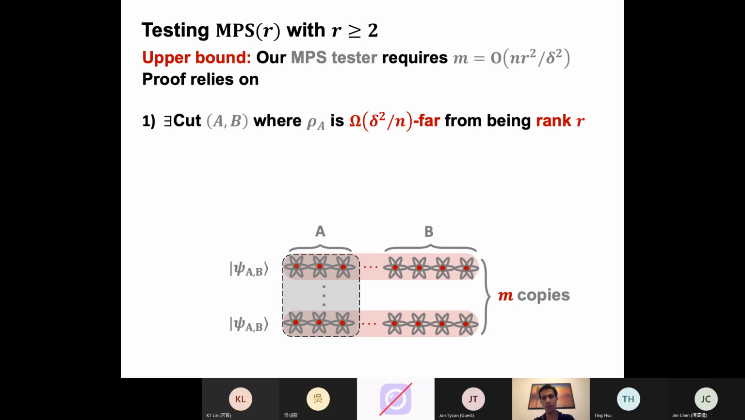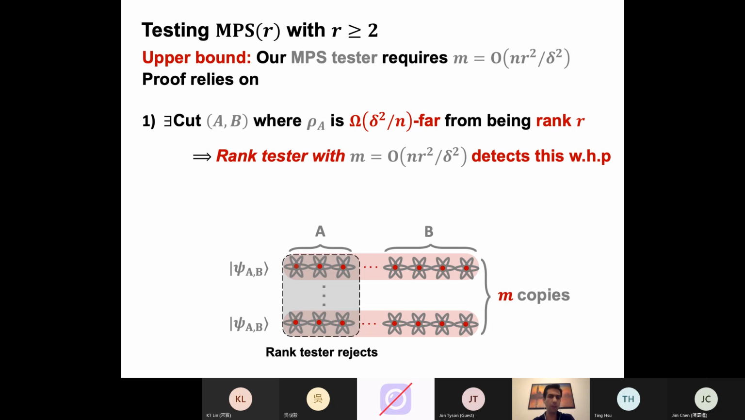So to show this, we first show that if the state psi is delta far from MPS R, this implies that there is a cut such that the reduced state on one side of this cut is delta squared over n far from being rank R. And if we give sufficient number of copies to the rank tester that we had in the previous slides, which is performed on this cut, it can detect this, and with high probability will reject.